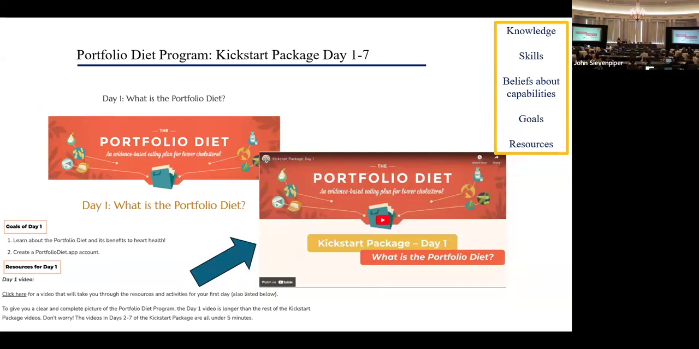The online Kickstart package is a daily email that's sent out that's kind of like little sound bites that they can get every day to just slowly onboard them with information so that it's not overwhelming to try to go through everything in one day. It's something that we can guide them through.